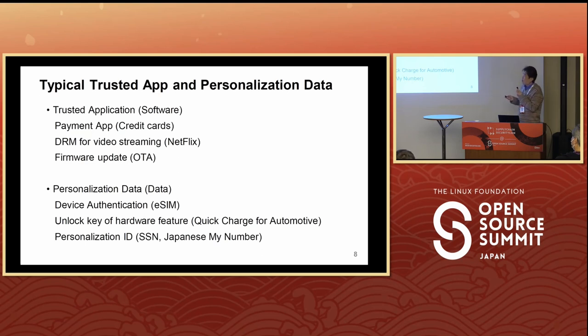Also conducting firmware updates. And personalization data is basically both a binary and text, from the engineering point of view. And also device authentication or unlocking a hardware feature which is already installed in the hardware, but you just need to unlock the feature, so you need some serial code coming from the server to the device.